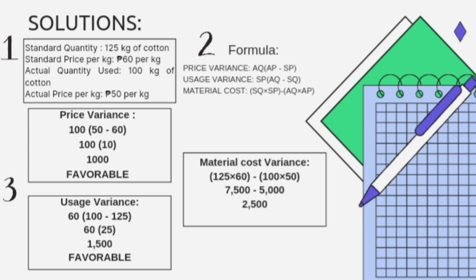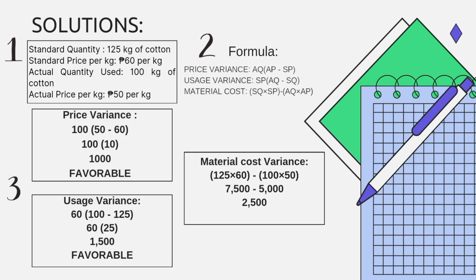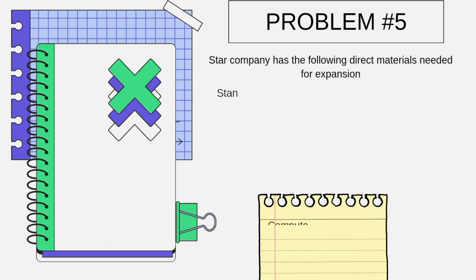For additional information, you can try to solve for material cost variance just by knowing the difference between the price variance and the usage variance, and the answer would be the same. So for price variance, it is 1,000, and then for usage variance, it is 1,500. And the answer would be 2,500 if you add them both. Since price variance is favorable and usage variance is also favorable, we use addition to be able to get the material cost variance. It is all for problem number 4. Now let's go to problem number 5.